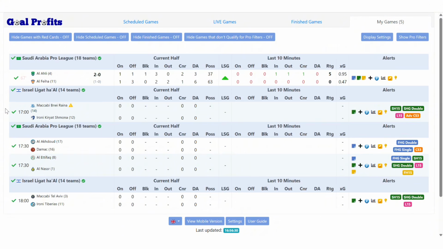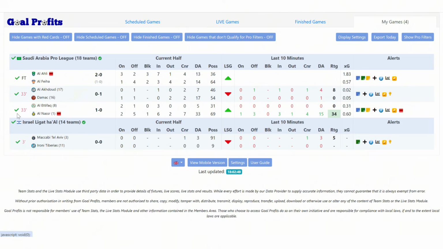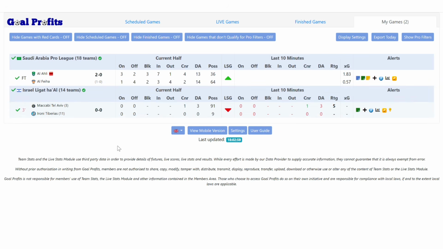On a quieter day like this, where I have a handful of fixtures to trade, I would usually just trade them from my phone. On busier days where there's multiple games running at the same time, I find it easier to trade on the laptop. So I'm back, and I'm going to remove the games that no longer qualify for their strategy because of too many goals, and this one has a red card. Now I'm down to 1 last game, which I'll return for in the second half.